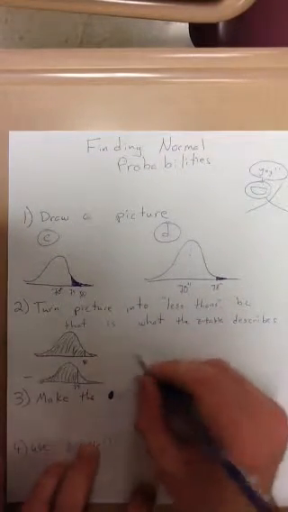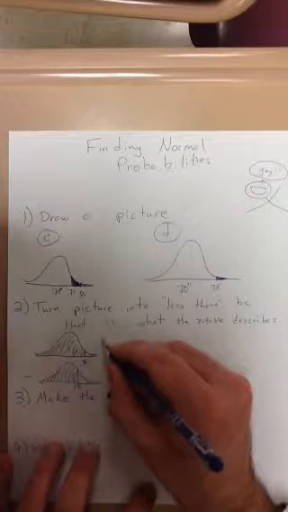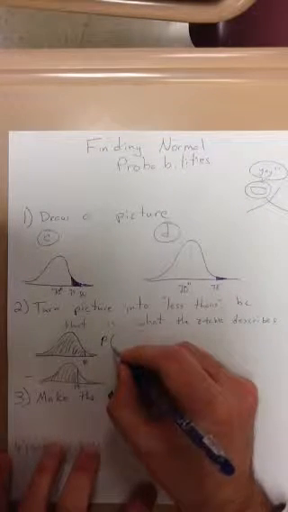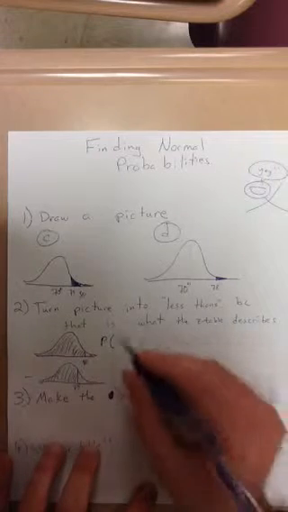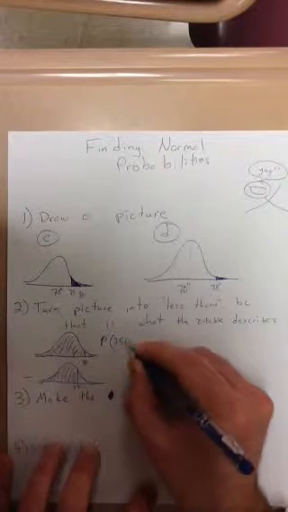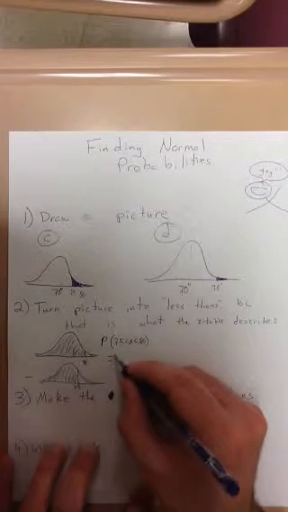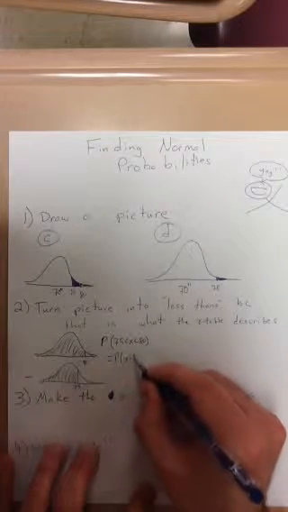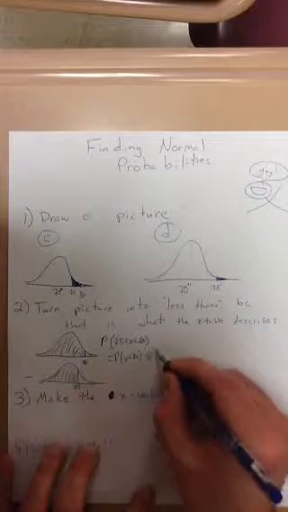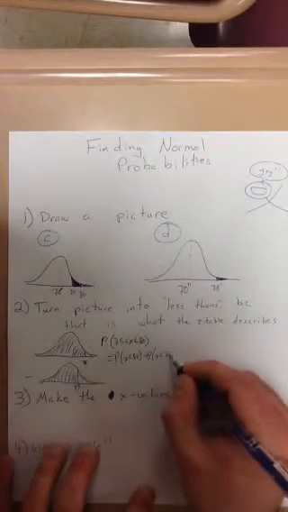So if we write this as a probability statement, this is the probability that we're between 75 and 80. So 75 less than x less than 80. That is the probability of x less than 80 minus the probability that x is less than 75.